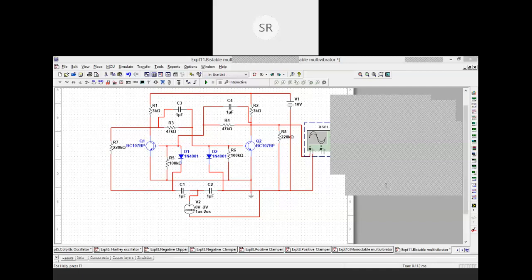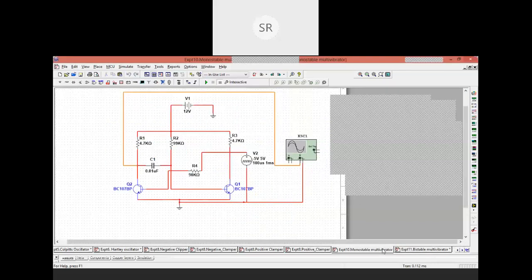Okay. So your next experiment is the monostable multivibrator. This one is also similar to the bistable multivibrator. Here in the monostable multivibrator, this one is the triggering pulse. The values of R and C that decide the pulse width are 99 kilo ohm and 0.01 microfarad. This one is the collector resistor, and this one is also a collector resistor. This one is the base resistor. So which ones decide the monostable multivibrator output pulse width? R2 and C1.